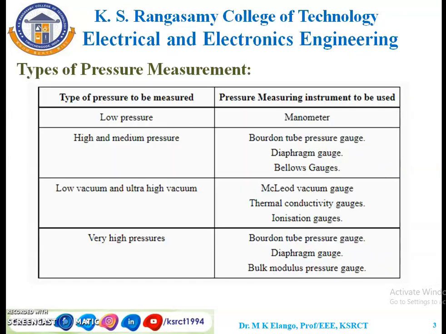And when we look at the types of measurement, there are two types of pressure measurements. One is low pressure measurements and another is high and medium pressure measurements. Normally for low pressure measurements, a manometer is used, and for high and medium pressure, the Bourdon tube, pressure gauge, diaphragm and bellows gauge are used. Low vacuum, ultra high vacuum and very high pressures are measured with the help of those mentioned methods.